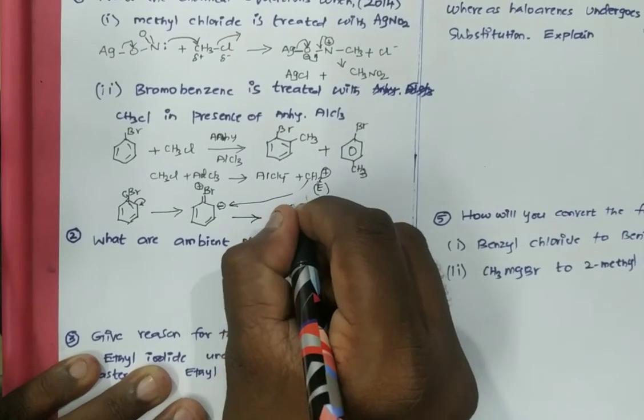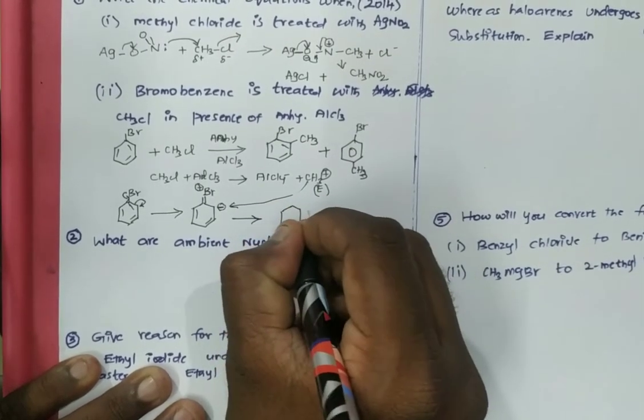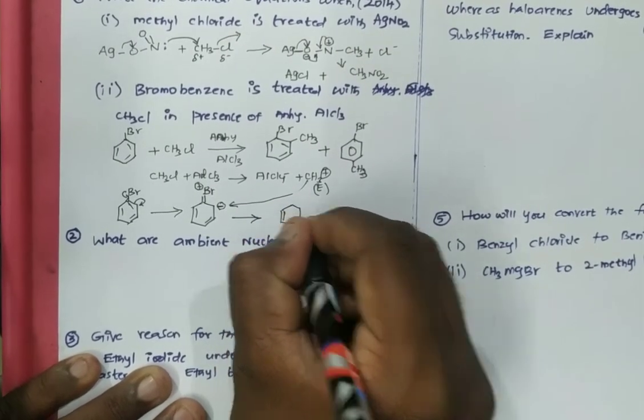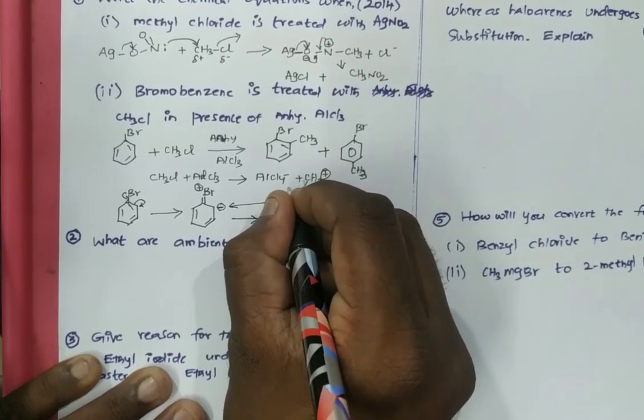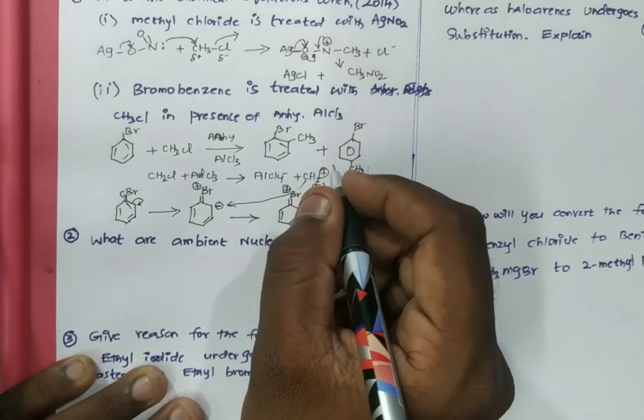Which type of product will I be getting? So you just listen here. This bond has no change. There is no change in this bond. Here one double bond is there, because of the Br, and a positive charge is also there.